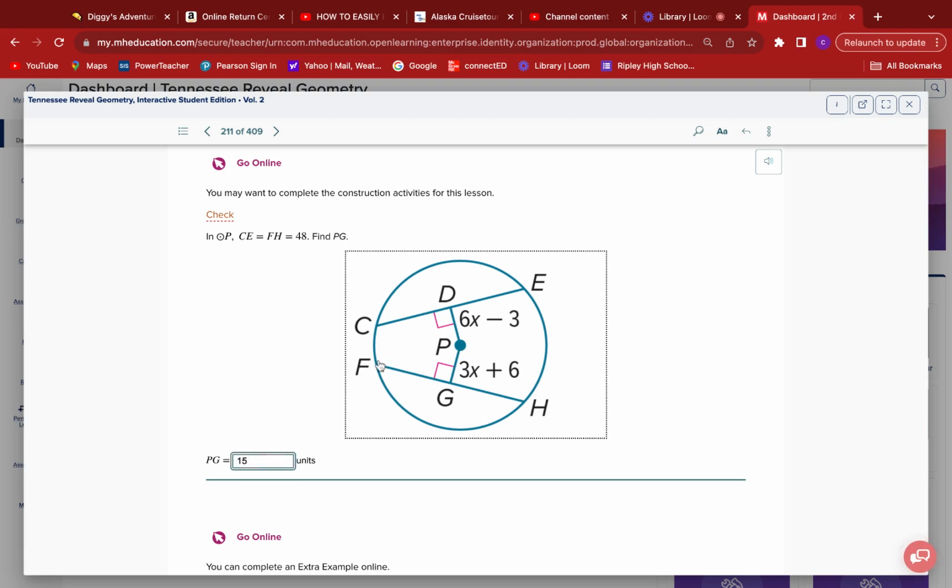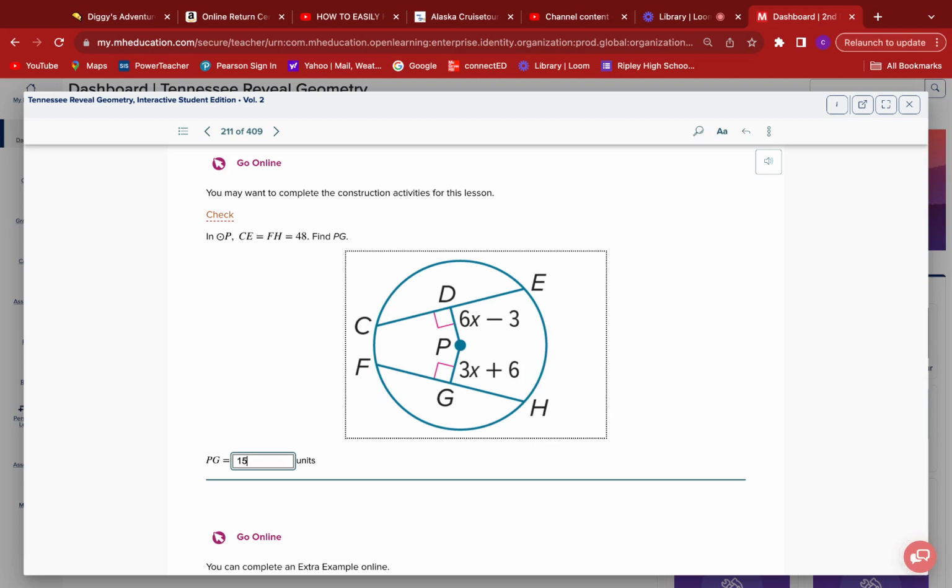And again, if you're a student, and you want to check to make sure this is right, you can also plug it into the 6x minus 3 to make sure it comes out to be also 15. If it does, you know you did it right. If it does not, something's not right. Go back and try and figure it out.